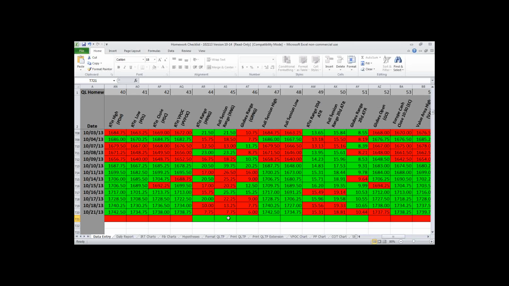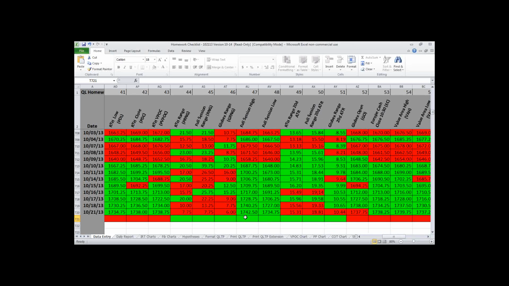We had a 6 point range in the Globex, very tight range. They came up and accepted balance and accepted value. Our full session high, 1742.50, was put in the RTH. Our full session low, 1734, was also put in the Globex.